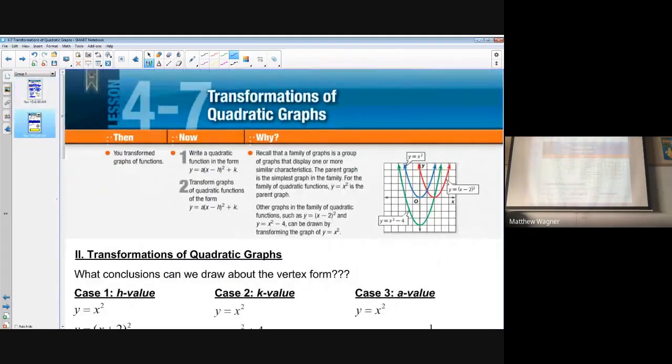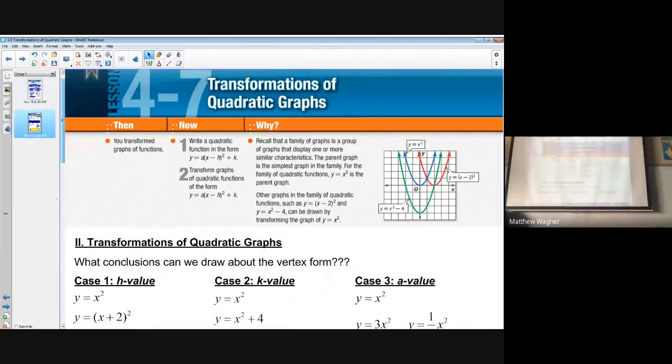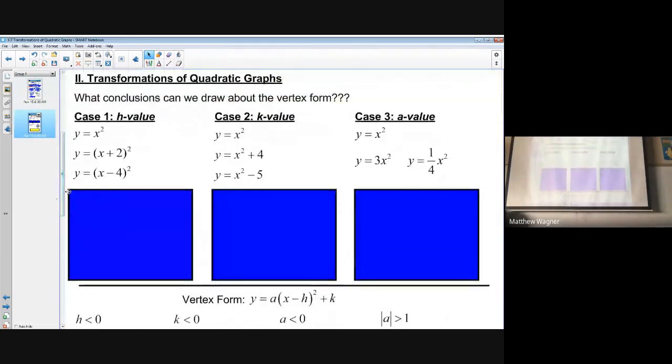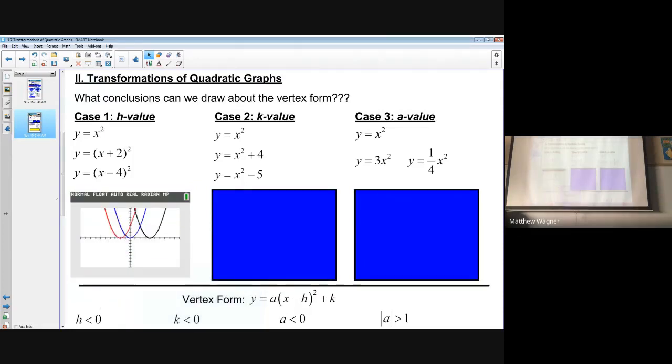As we continue on, again, looking at graphs, we're just going to go over a few characteristics of things. Keep in mind, we've talked about all this before, so it shouldn't be new, all right? When we look at H values, remember that's our shift left and right. So our parent function here is in blue.